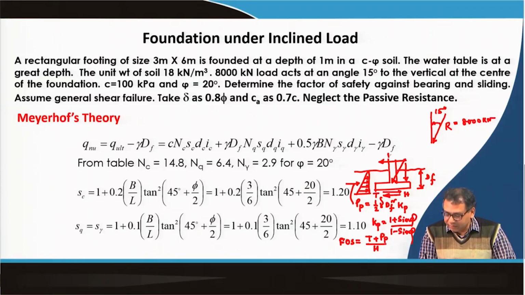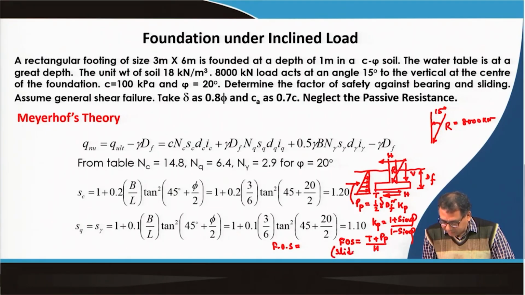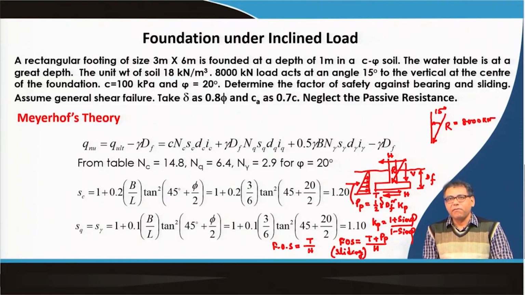H is the horizontal component of the load and V is the vertical component of the load. R is the resultant here, which is 8000 kilonewton. Clear? But in this case we have not considered the P p. So, in our case the factor of safety for sliding will be T divided by H, because we are neglecting the P p part.